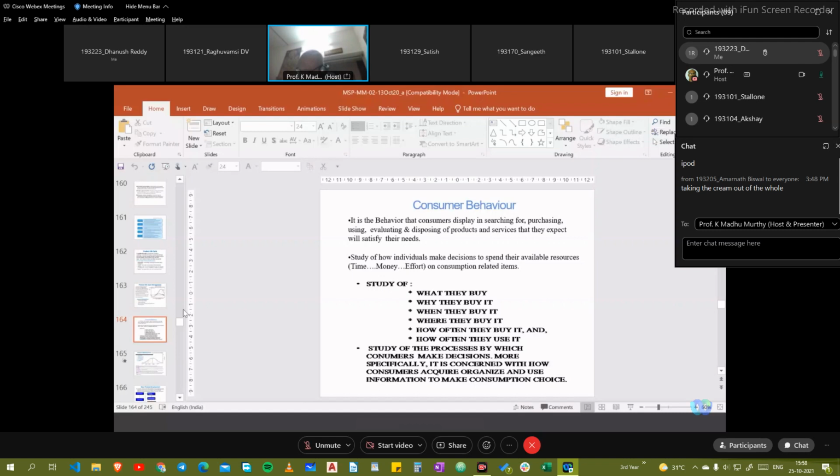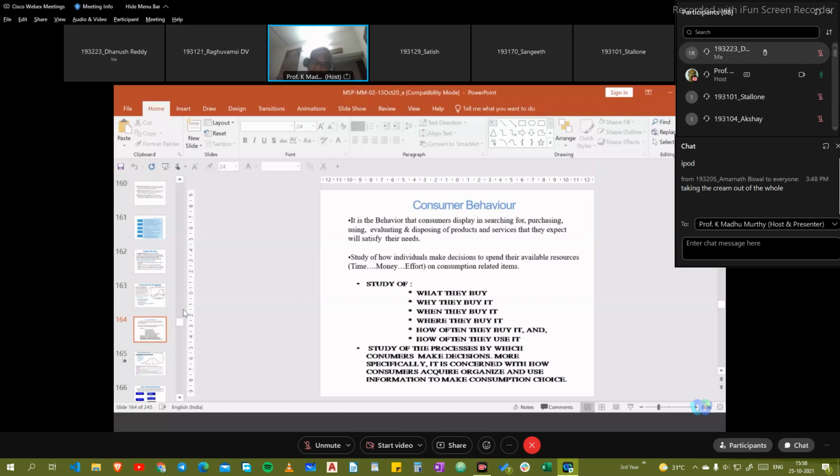So when I buy one particular product, do I buy something else? When I take my family out for a lunch or a dinner, probably that's the time I also offer them an ice cream. So you can see the locations of some of those related items being accessible very easily. That's how many of the marketing decisions are made. So the study of what they buy, why they buy, when they buy, where they buy it, how often they buy it, and how often they use it are the questions that we are interested in to understand the market, our own segments of the market.